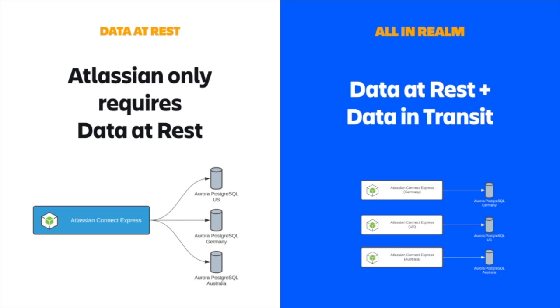Now, Atlassian only requires us to implement data at rest. And what I mean by that is that that's data that's inactive, and it's not moving between devices or networks. It's essentially storage. However, for Easy Agile, we determined that implementing only data at rest would result in more internal complexity. We would have to configure our Connect service in the United States to manage connections in different locations or different realms, as per the diagram on the left here.